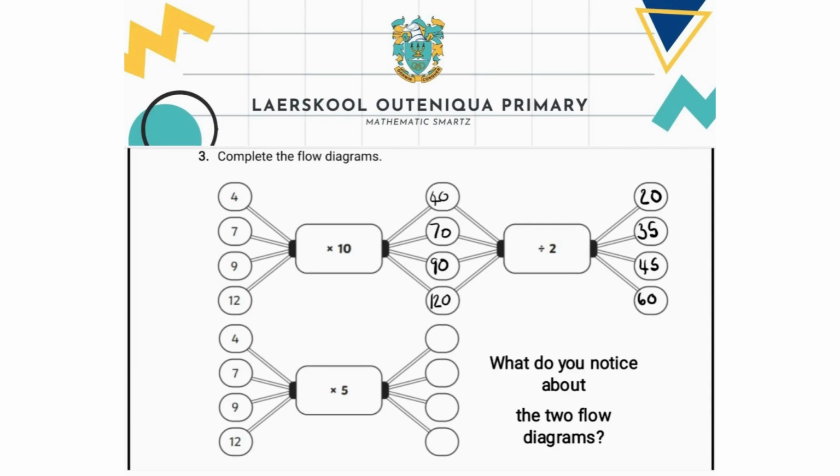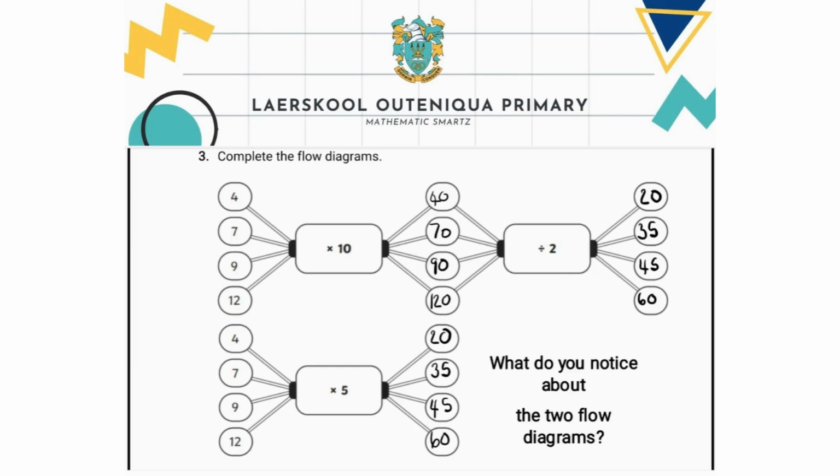What about the second flow diagram? For this one, I just have one rule. Multiply by 5. Let's do this together as well. 4 times 5 is 20. 7 times 5 is 35. 9 times 5 is 45. And 12 times 5 is 60.